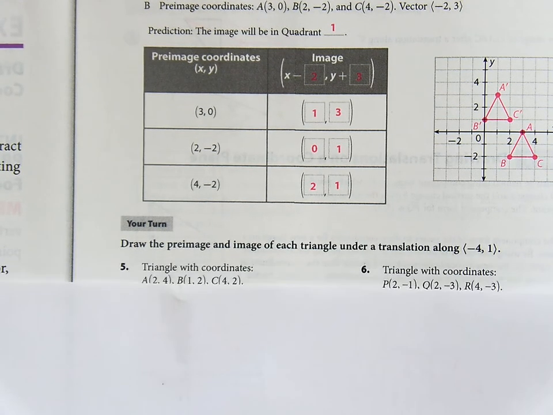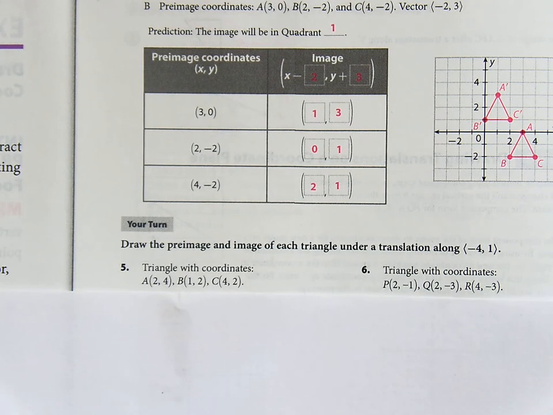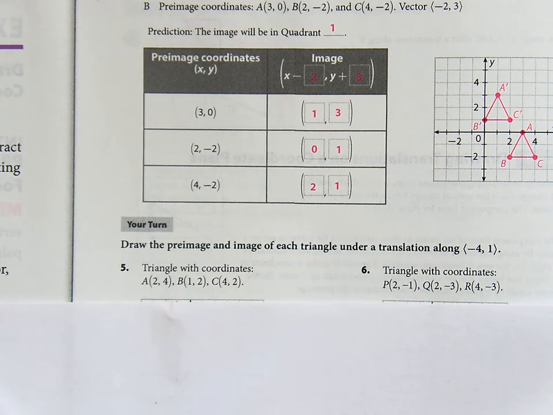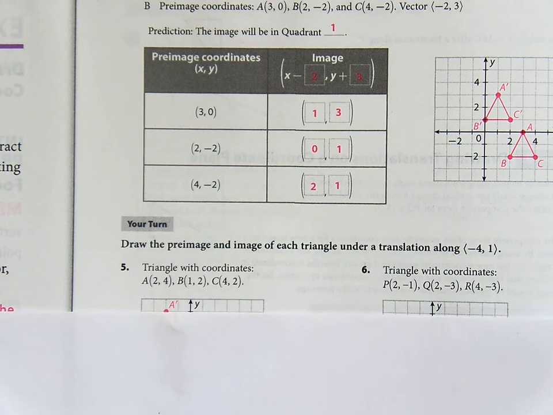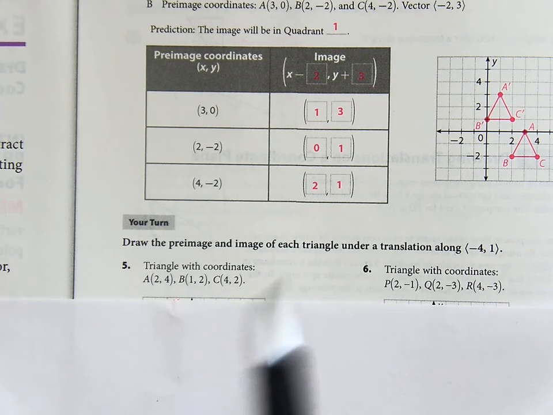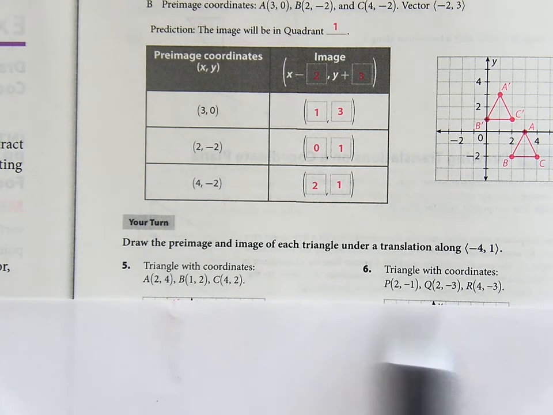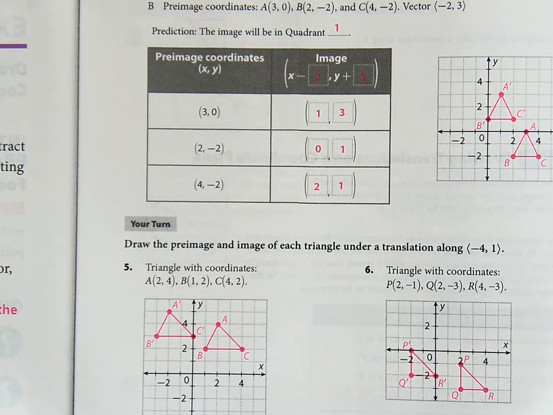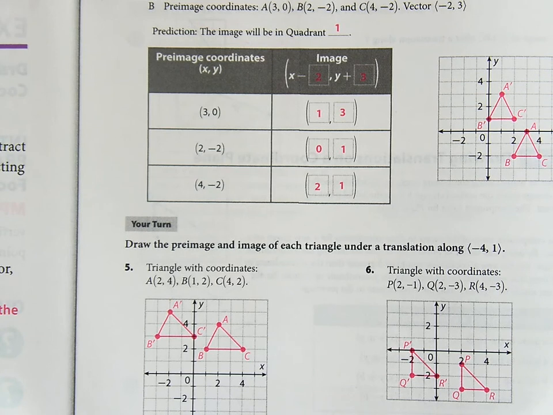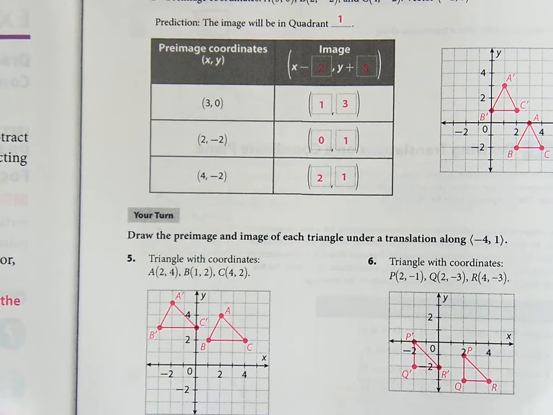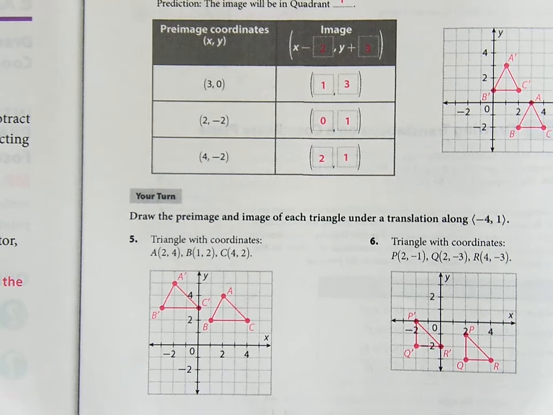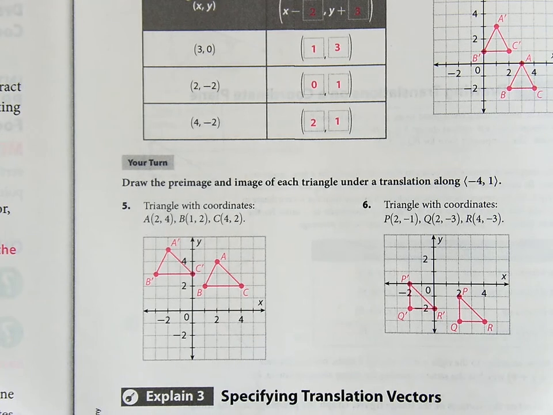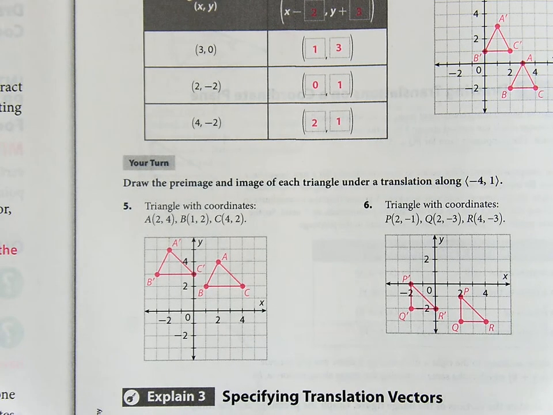Hopefully you've paused the video and worked on both 5 and 6, given the same vector on both of those images. And this is what you should have for your shapes. Up next would be Explain 3. And I hope this helped.